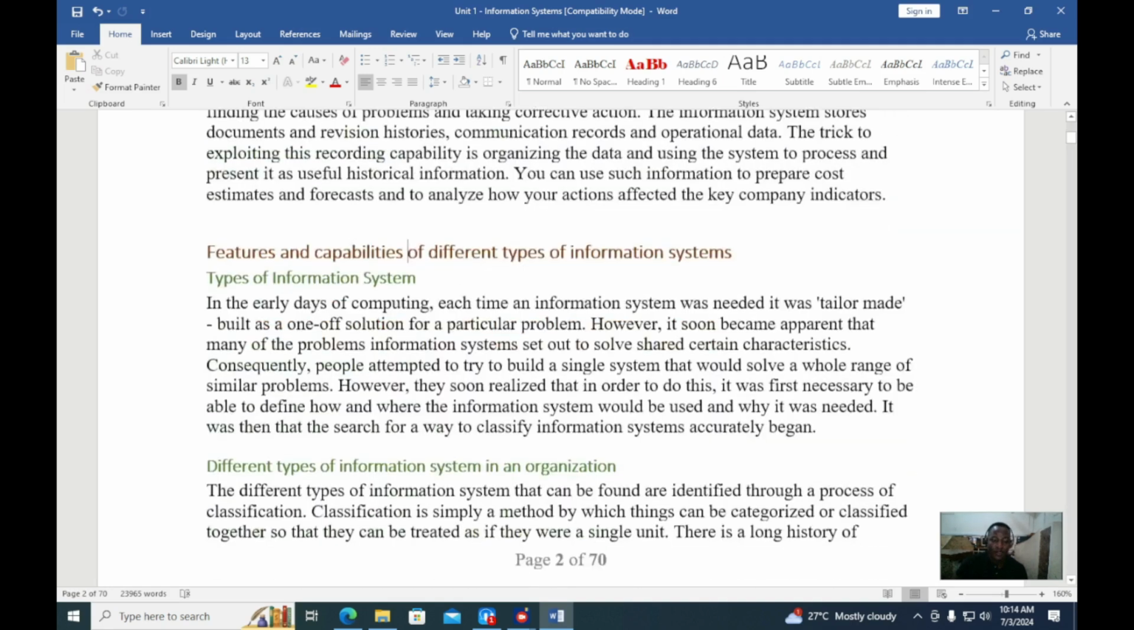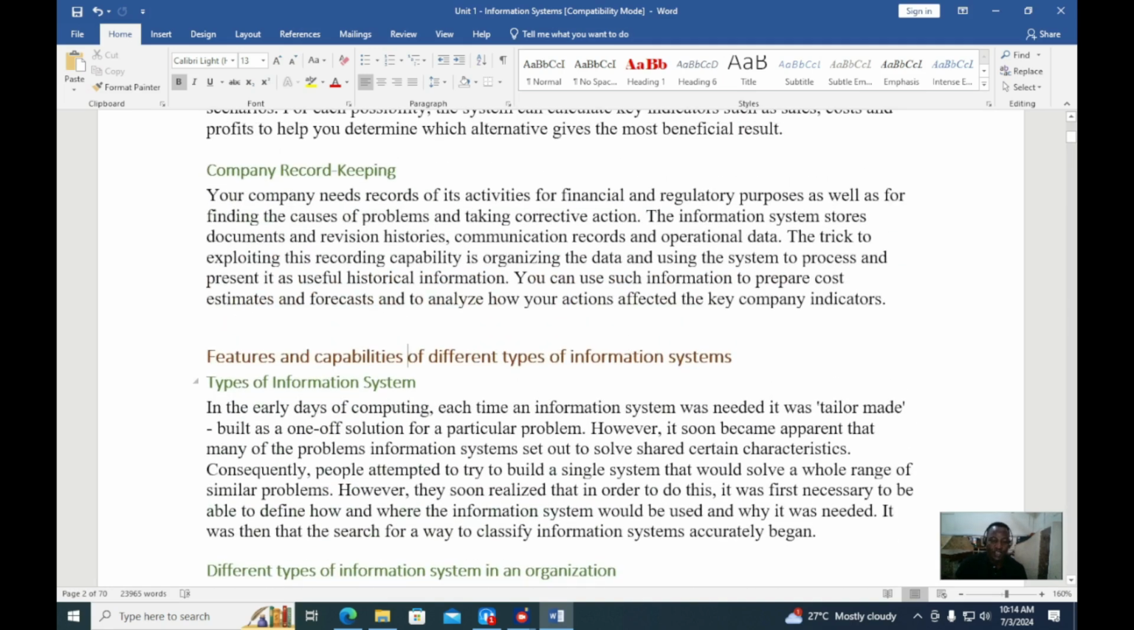So the other importance is record keeping. Companies keep records of their activities. We need to have those records for financial and even regulatory purposes, so that we are at times able to find what causes what problem and what can be the correct action for us to take to solve this particular problem. So information systems are stores of documents. They are stores of revision histories. They are stores of communication records, and even some operational data.